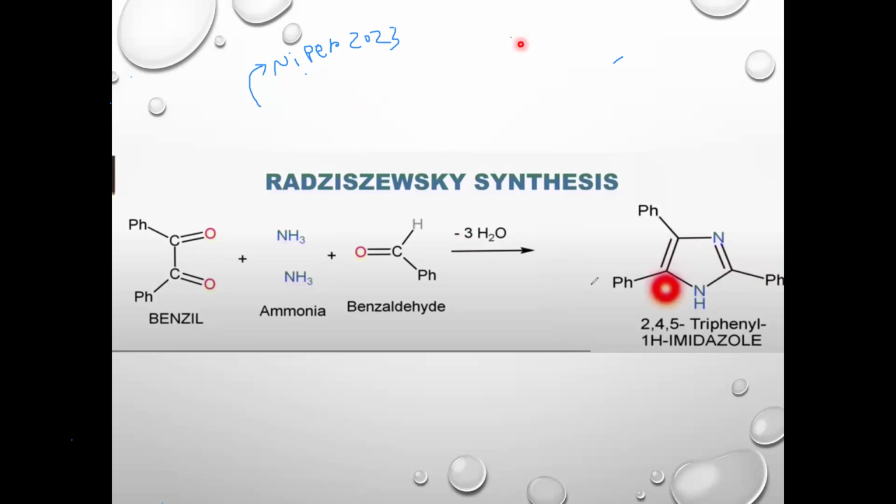This part is from the benzaldehyde, this part is from the benzil, and this part is from the benzaldehyde, and these 2 nitrogens are of the ammonia. Okay, 1,2-diphenylacetoacetic acid.